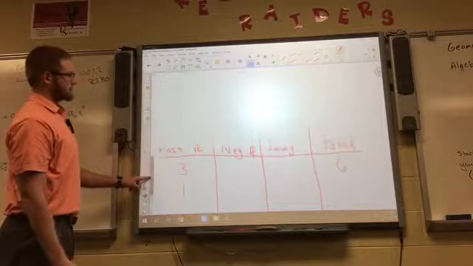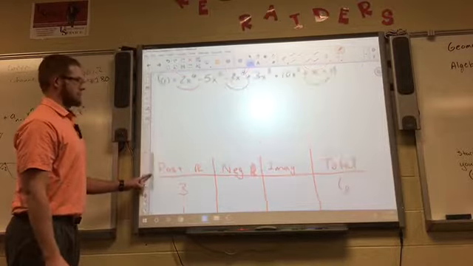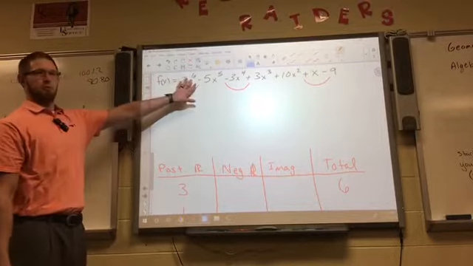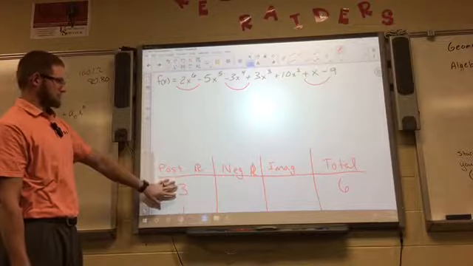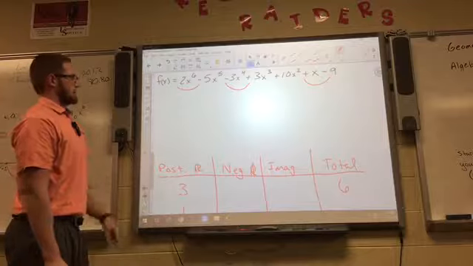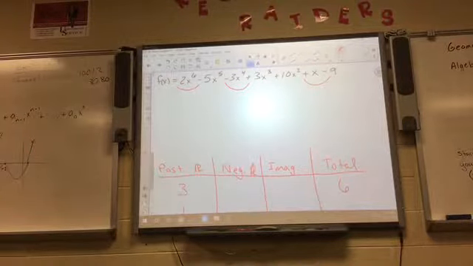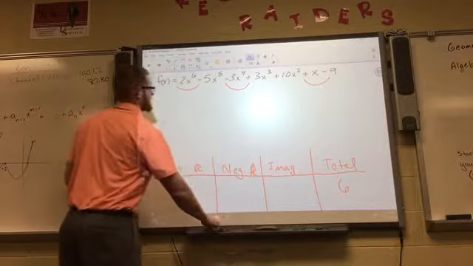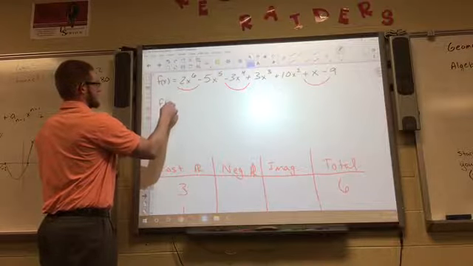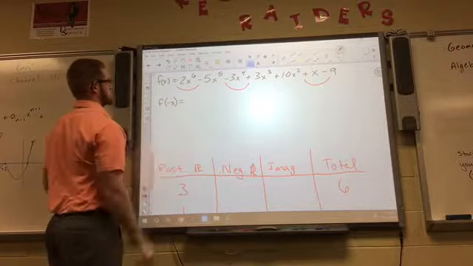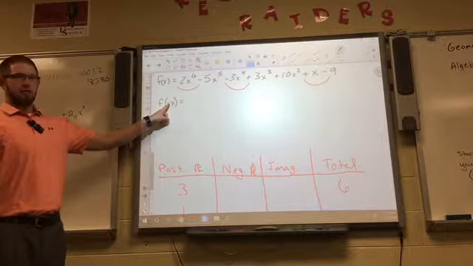Okay. Now at this point, I can't fill in any of this information because I haven't gone through and done the negative. This was the first bullet point on your core concept. We just did this. That's my possible positive numbers, 3 and 1. Now to find the possible negative, instead of f of positive x, I am going to use f of negative x.